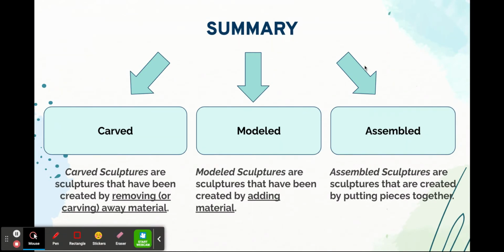So in summary, you're going to have carved, which are sculptures that have been created by removing or carving away material. Modeled sculptures, which have been created by adding material. And assembled, sculptures that are created by putting pieces together.